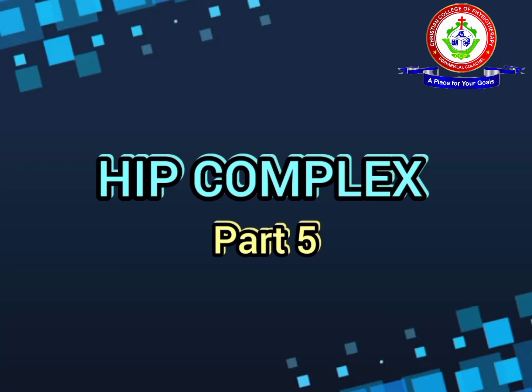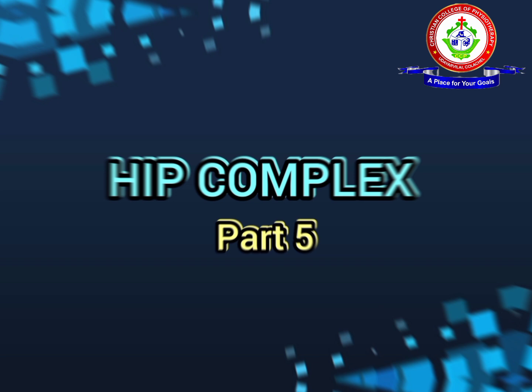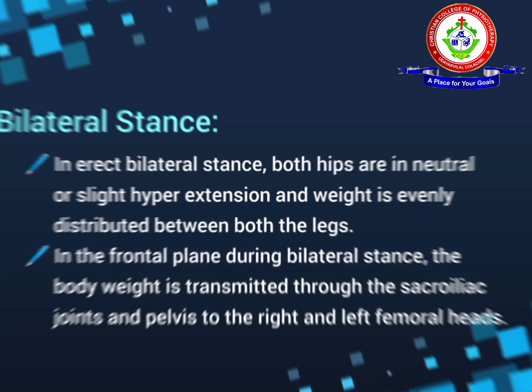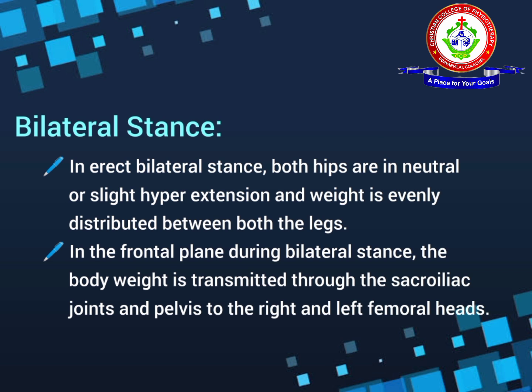Myself Ajinsha. Today the topic of my presentation is hip joint forces and muscle function in stance. First we can see about bilateral stance. In erect bilateral stance, both hips are in neutral or slight hyperextension and the weight is evenly distributed between both the legs. In the frontal plane, during bilateral stance, the body weight is transmitted through the sacroiliac joints and pelvis to the right and left femoral heads.